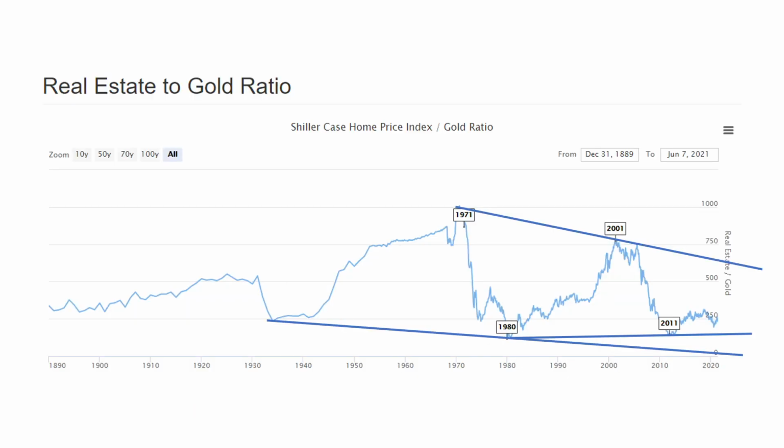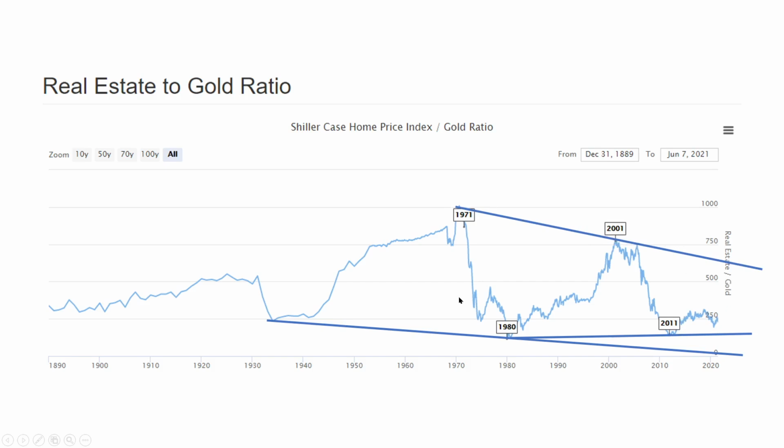And here's the real estate to gold ratio. I just wanted to hit this one up. This is a big long-term chart. I kind of touched these guys here. The potential could go way down where gold could buy a lot more real estate if we're in a big bull market for gold. We could come back, I've got this trend line here. We could be coming back up where real estate starts to outperform gold over time.